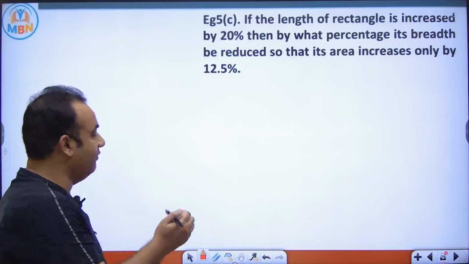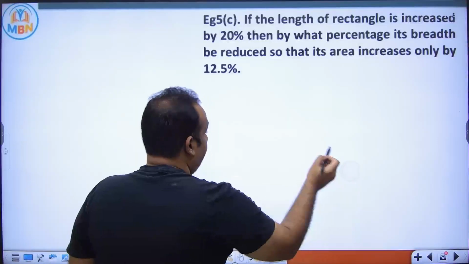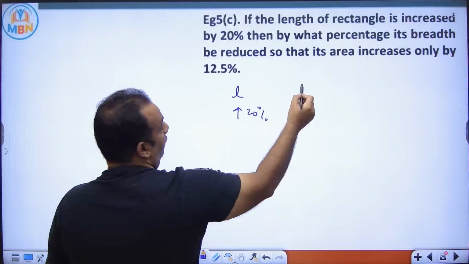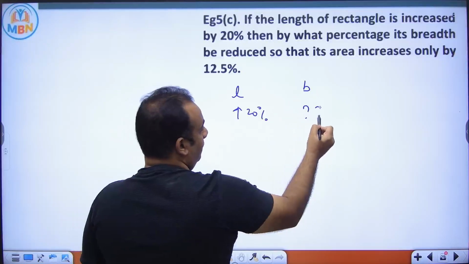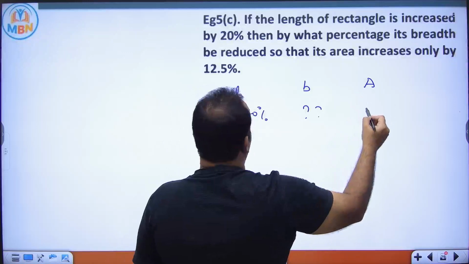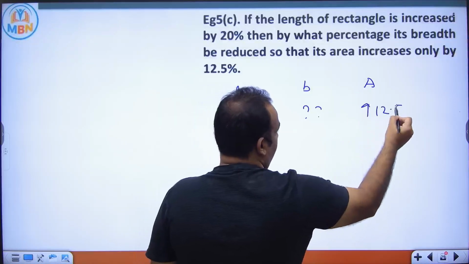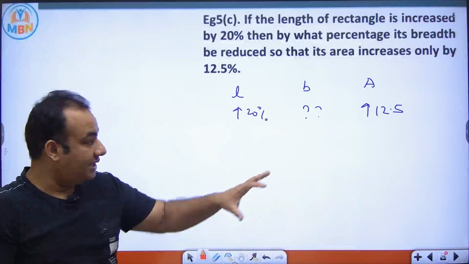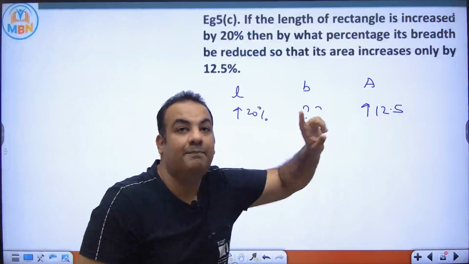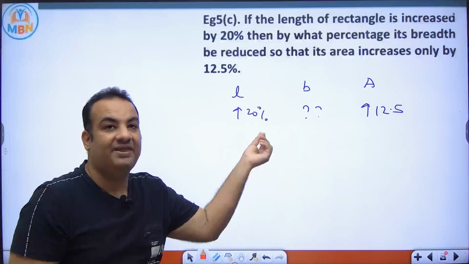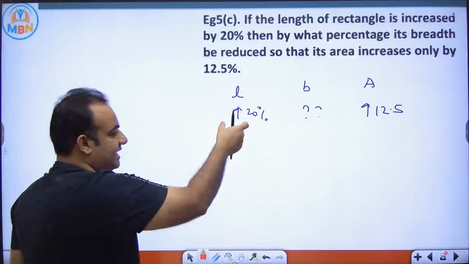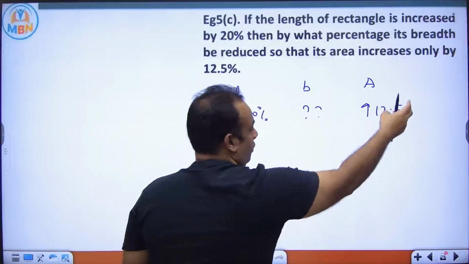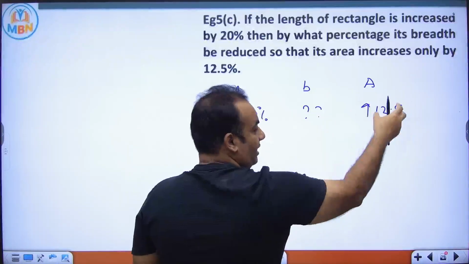See what they have given you. They have given you that length is increased by 20%. By what percentage must breadth be reduced so that area increases by 12.5%? Now, see what happens actually. Whatever the net change in area is depends on the change in length and breadth. So if length is increased by 20%, I have to find by what percentage breadth is decreased so that there is an overall increase of 12.5%.